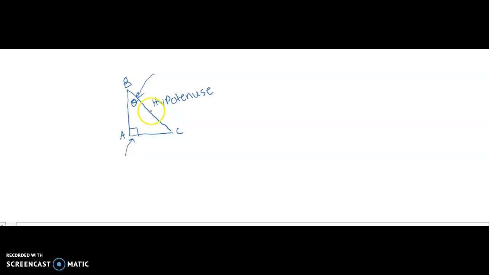And then the next part is the one that's directly opposite from our angle, which we just call the opposite. And then the last side is called our adjacent. So it's the one that goes along our angle. We call that adjacent.